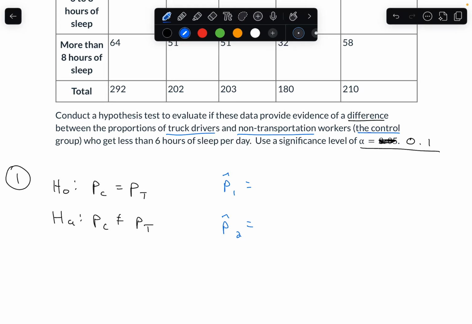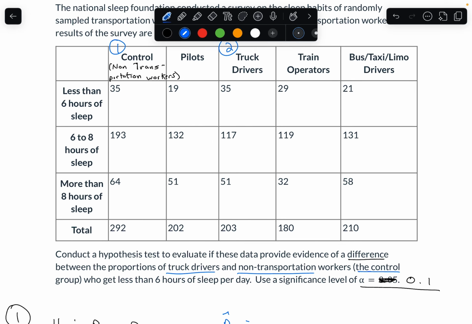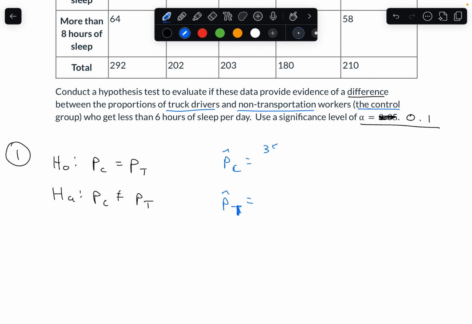We're also going to want to know what is P hat pooled, because we need to use that to check our conditions. So P hat 1, let's call that the control group, and P hat 2 the proportion of truck drivers here. So for my control group, we said we had 35 workers with less than 6 hours of sleep out of 292. So 35 divided by 292. If I go ahead and divide that out, I end up with 0.1199. I'm going to round to 4 decimal places just to be safe here.